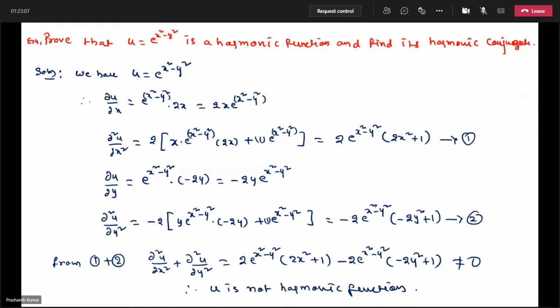It is not necessary to find the harmonic conjugate. If it satisfies the Laplace equation, then it is harmonic, and then maybe we can find it.